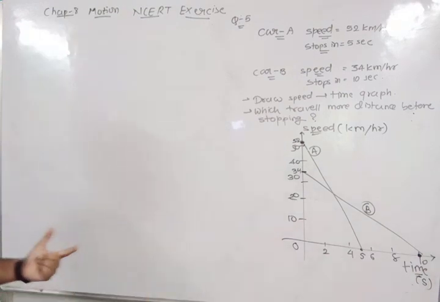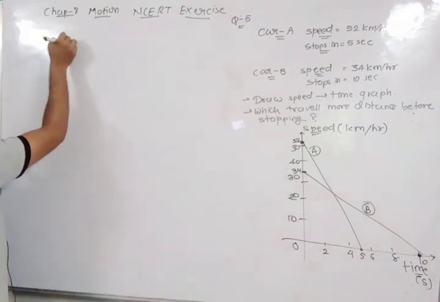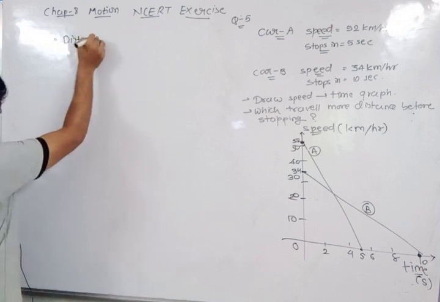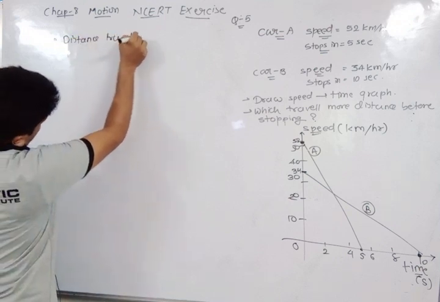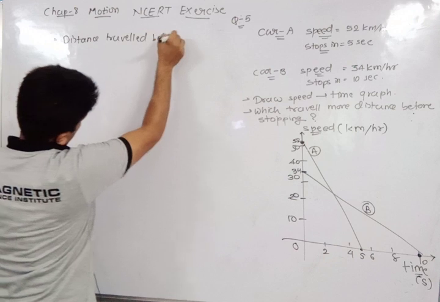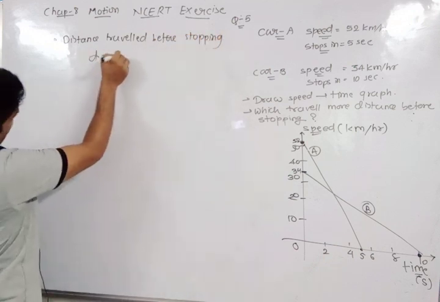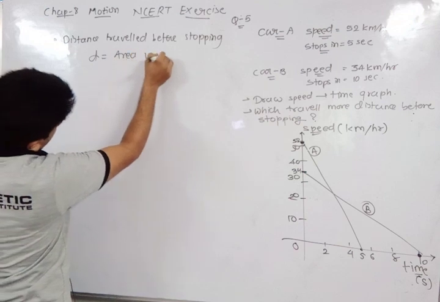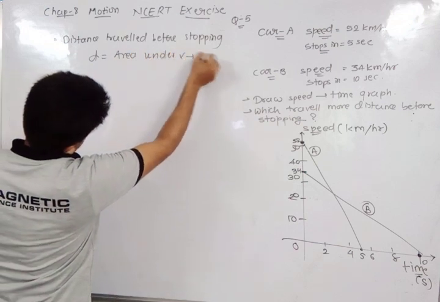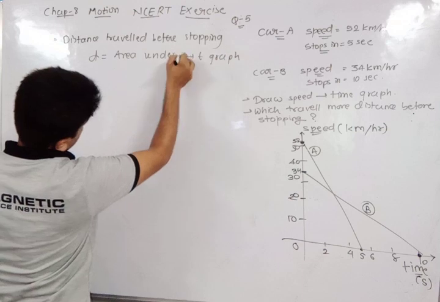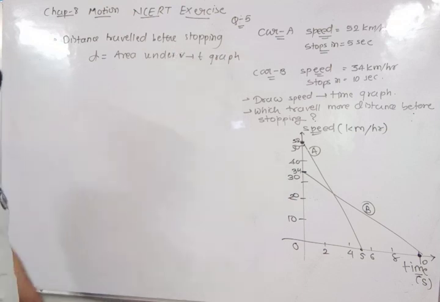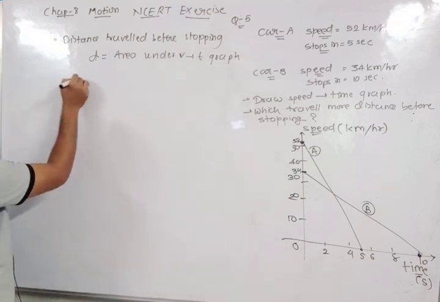Okay, so if you want to find the distance traveled before stopping, this distance is equal to the area under the speed versus time graph. What is distance? Distance is the area under the speed versus time graph. Okay, let's first of all find it for car A.